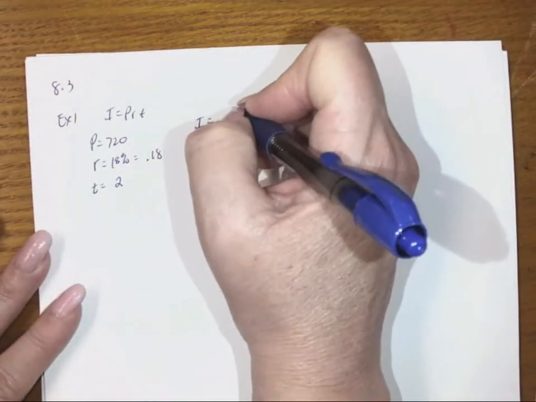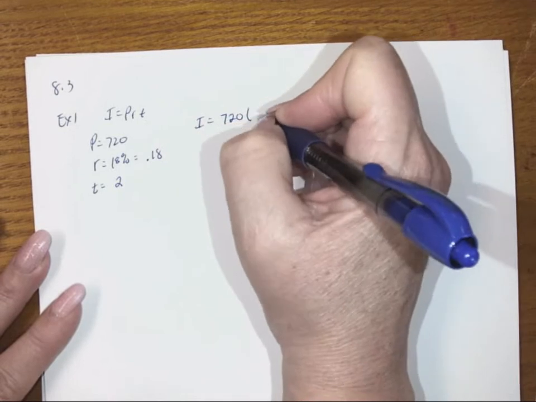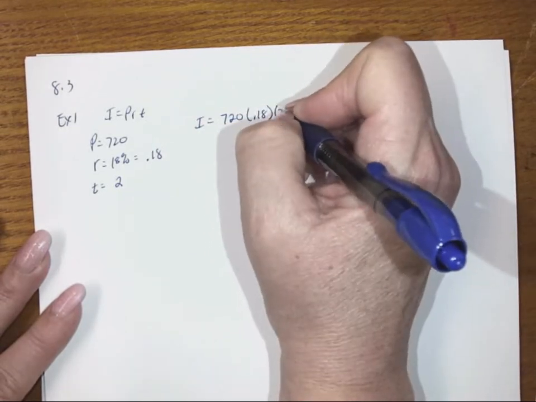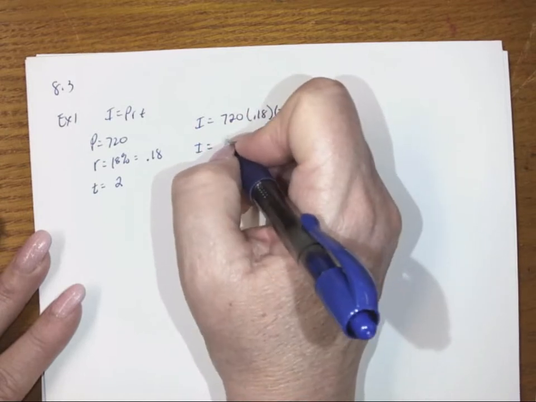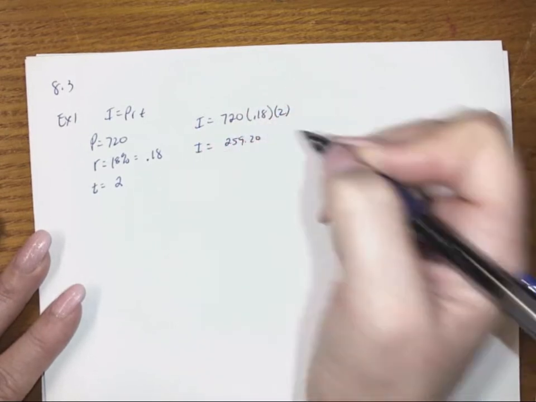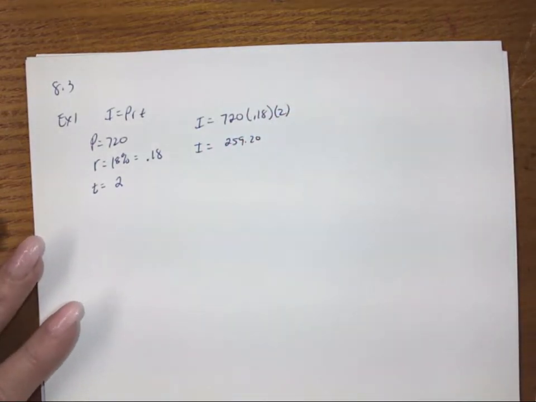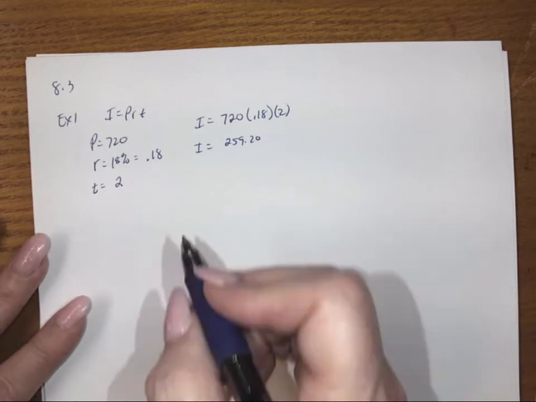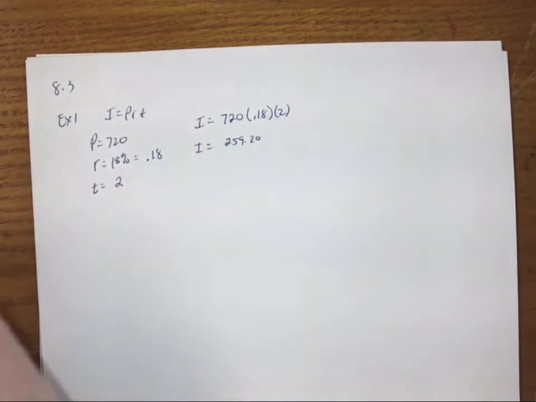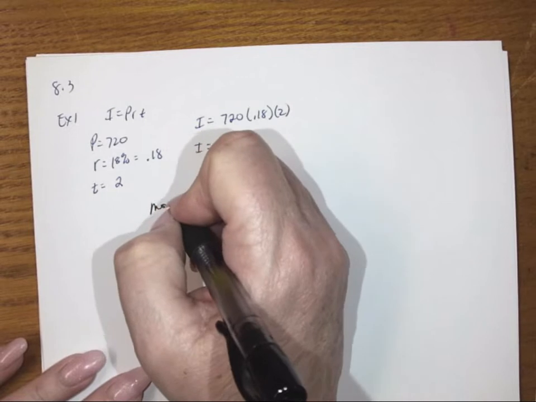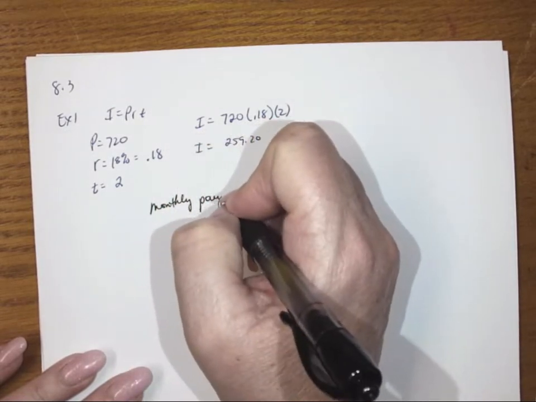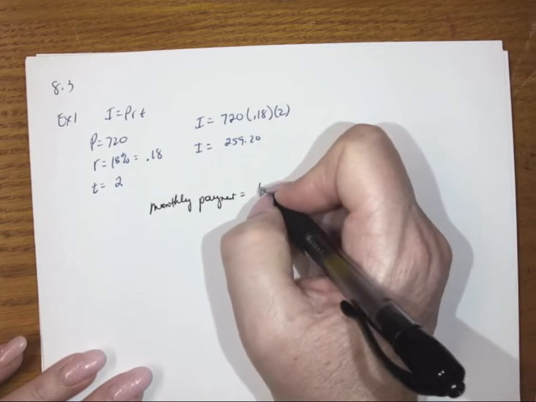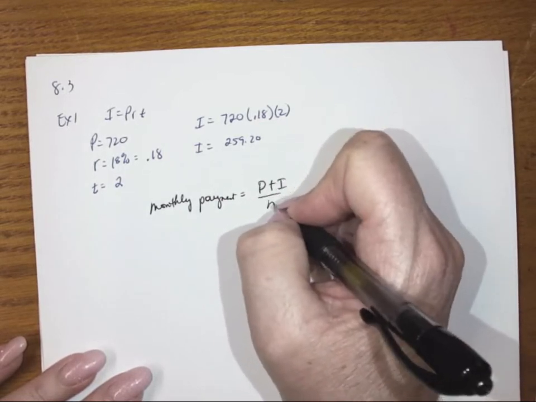So I will be equal to 720 times 0.18 times 2. So we're going to find that the interest is $259.20. So now that we found the interest, we can find our monthly payment. So the monthly payment is equal to the P plus I over N.